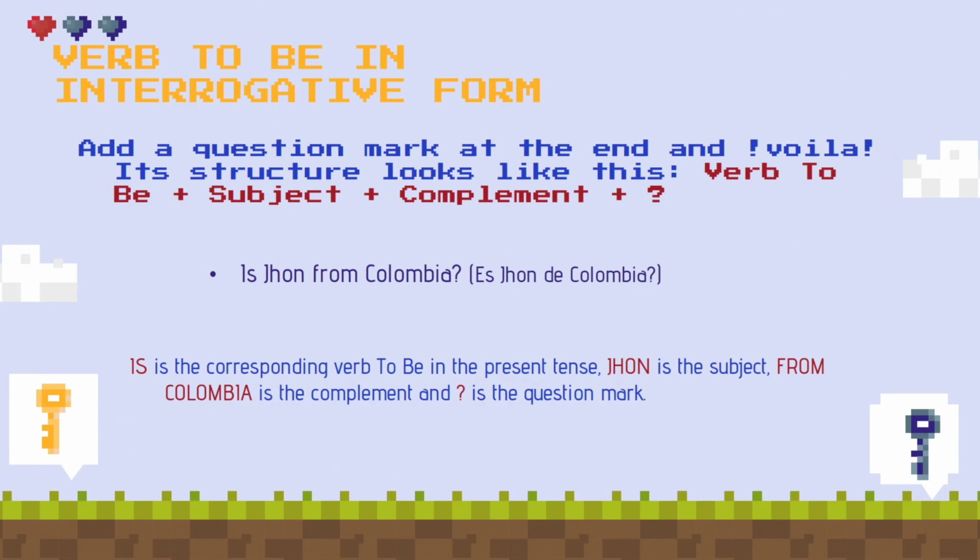Verb to be, interrogative form, and a question mark at the end. Et voilà! Its structure looks like this. Verb to be, plus subject, plus complement, plus question mark. Example: is John from Colombia? ¿Es John de Colombia? Is is the corresponding verb to be in the present tense. John is the subject. From Colombia is the complement, and there is the question mark.